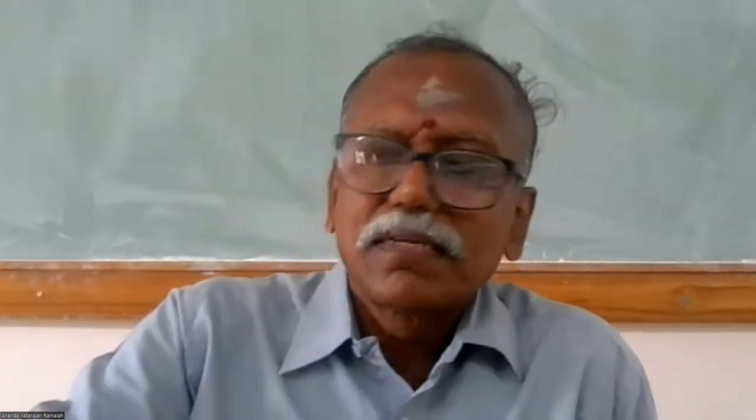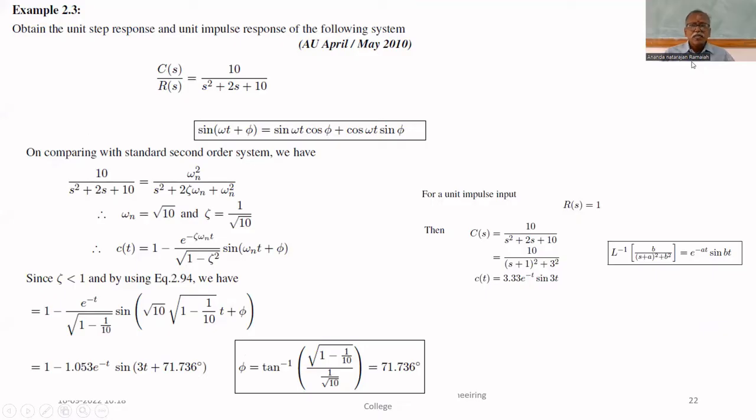Yesterday we have seen time domain specifications. Today let us see some sums on time domain specifications. Obtain the unit step response and the unit impulse response of the following system. What is the system given?